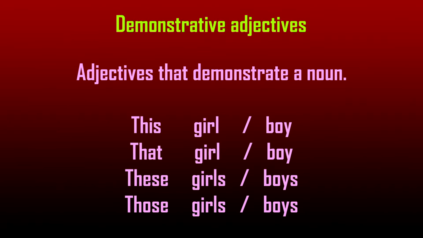So let's see what the demonstrative adjectives are in English. This, that, these, those. Four demonstrative adjectives in English. We say this boy, this girl, or that boy, that girl, these boys, these girls, those boys, those girls. For singular nouns, we use this or that. For plural nouns, we use these or those.